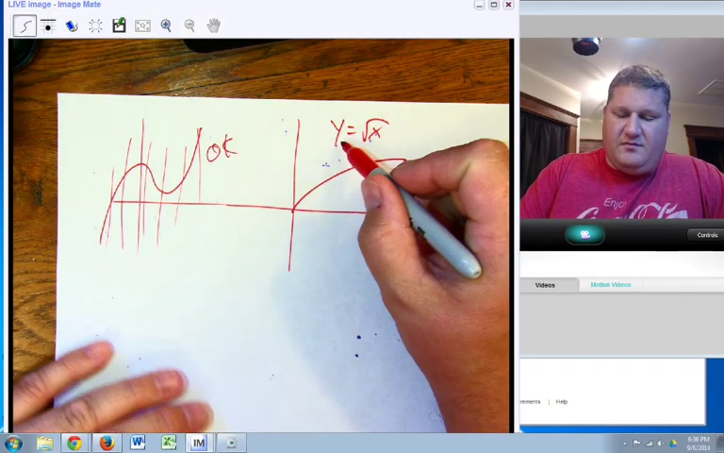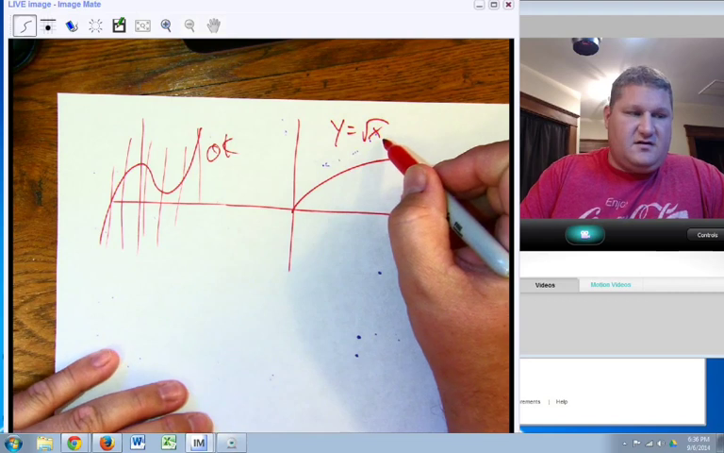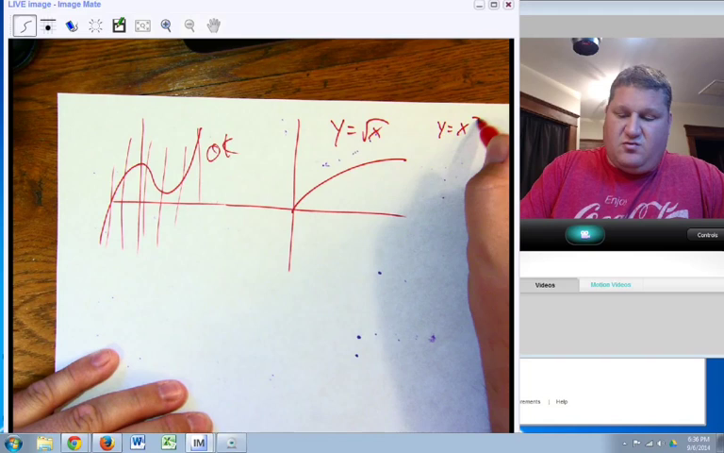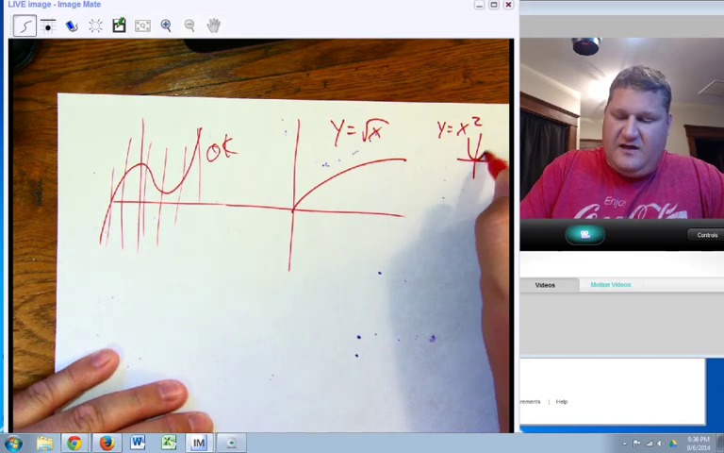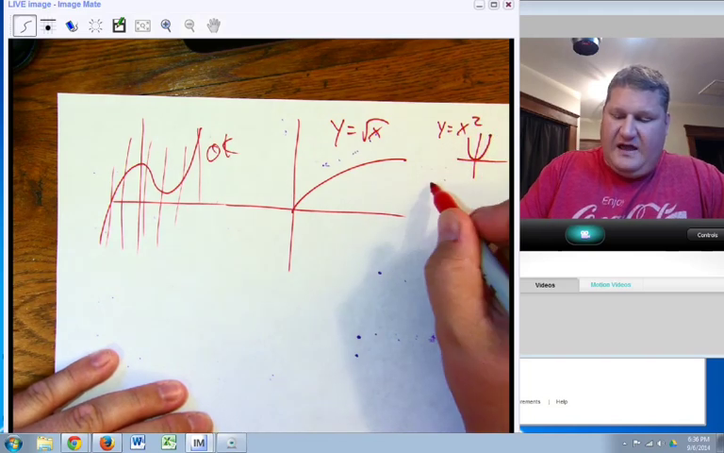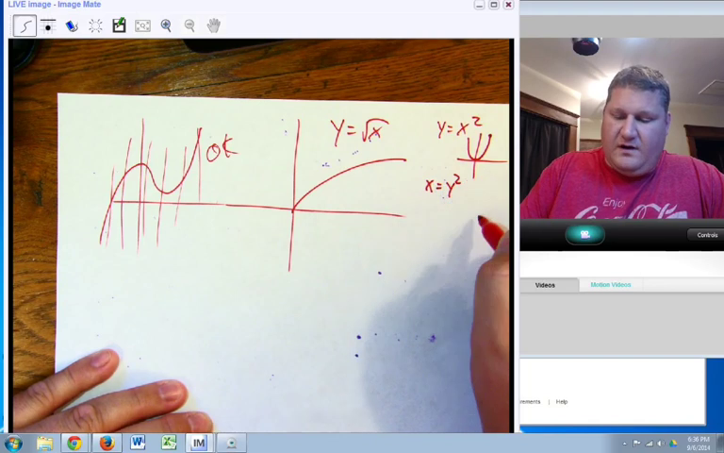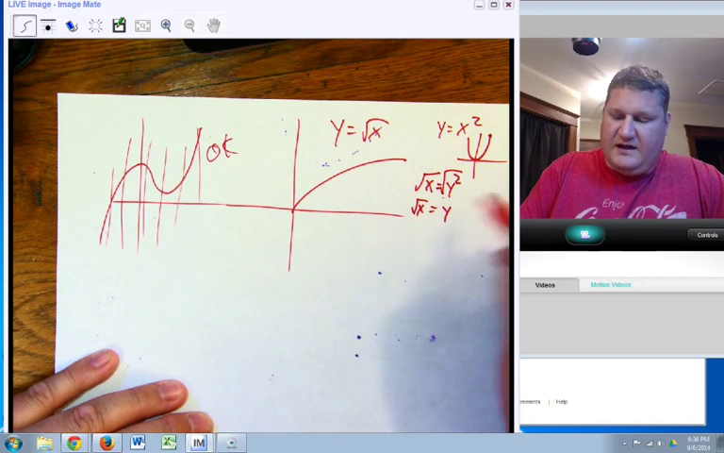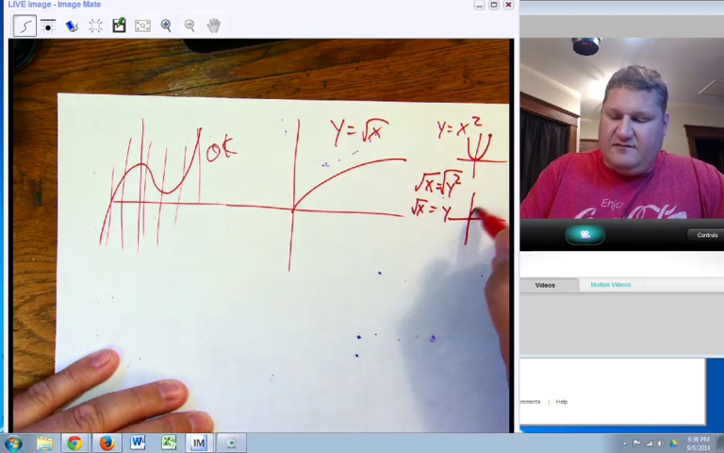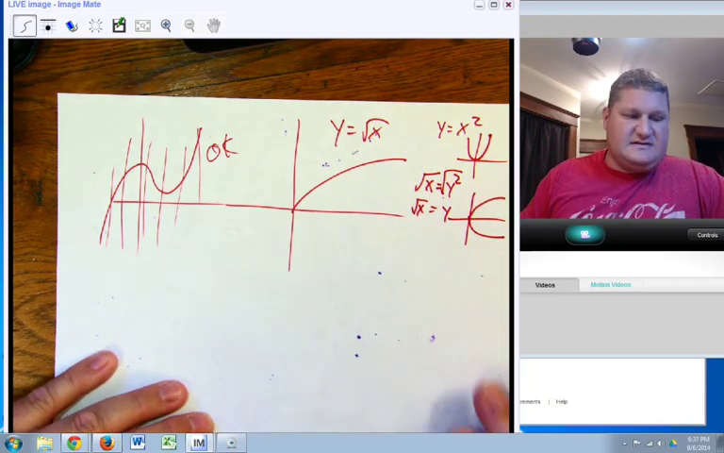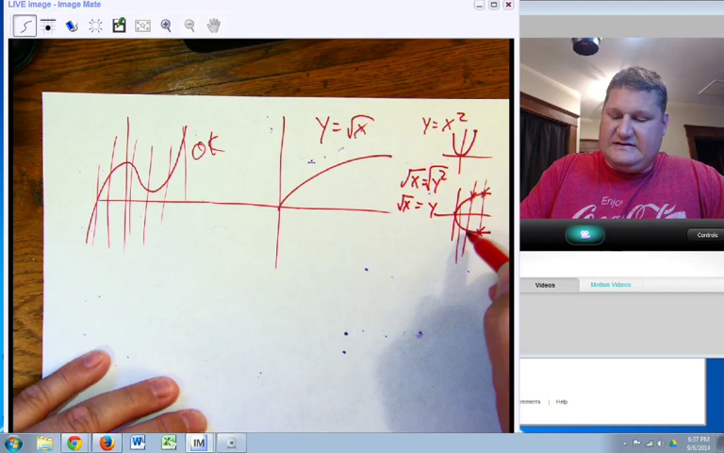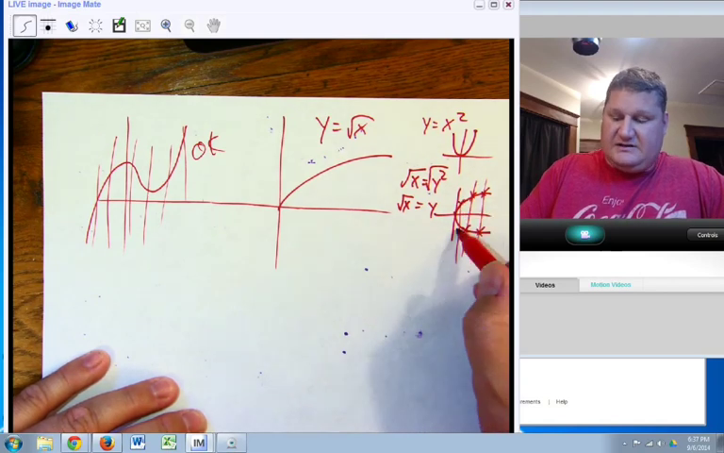The problem is the square root of x is really an incomplete graph. We have y equals x squared. That looks like this. If x were to equal y squared, and then we square root both sides, y equals square root of x, that would technically give us a graph that looks like this. However, this is definitively not a function. It crosses in two places, in many places.